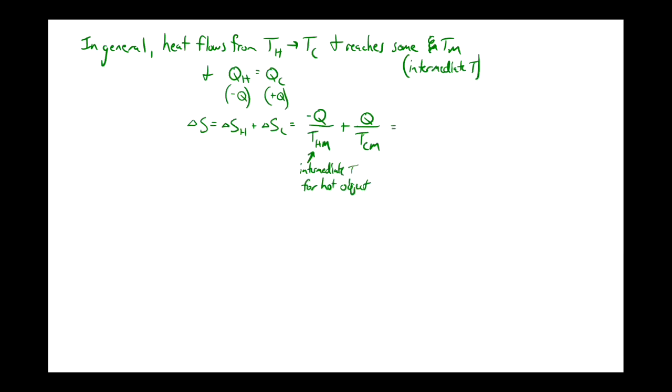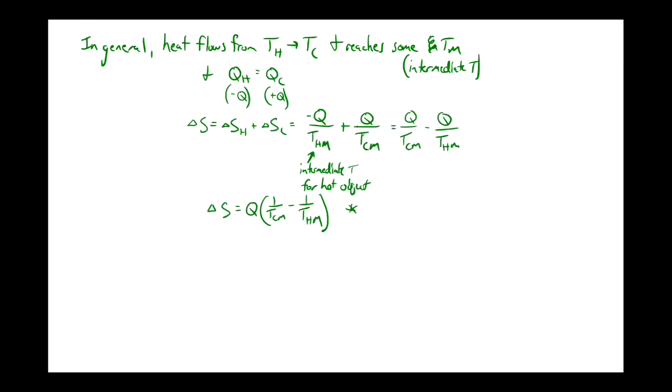And then we can rearrange that a little bit. So let's write that as Q over TCM minus Q over THM. And then we'll factor out the Q. Oops. I like that. Change in zero. What does that mean? I have no idea. I'm just writing random things now. Change in entropy is going to be Q times 1 over TCM minus 1 over THM.